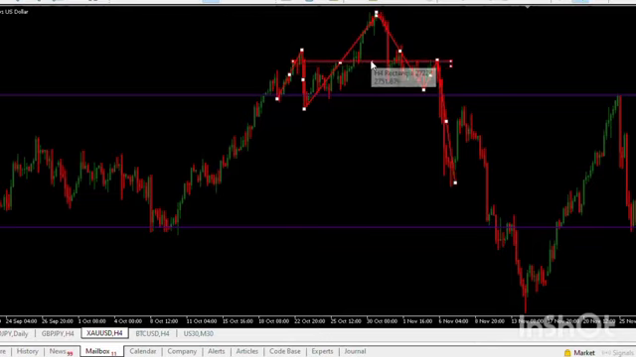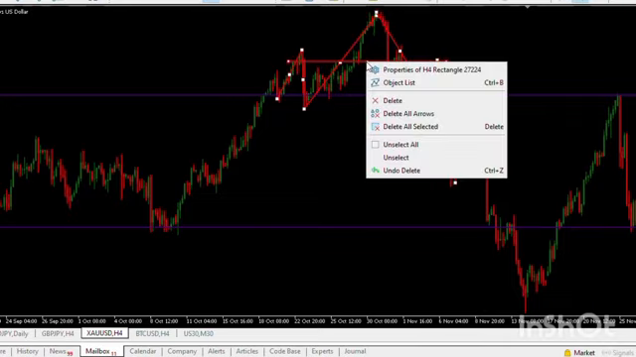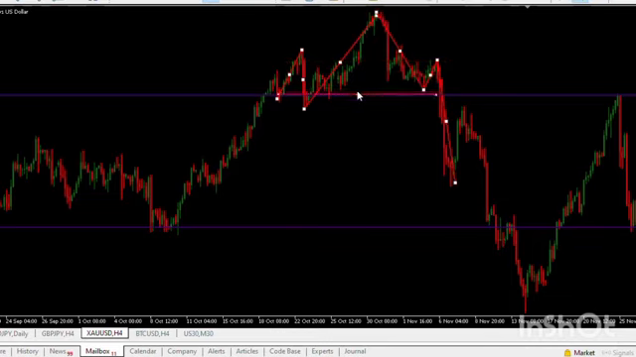So every time either sellers or buyers want to dominate the market, they do that with reversal patterns. And eventually, if you wait patiently, you see that once this structure broke the neckline, which is this particular level, and there was a retest.